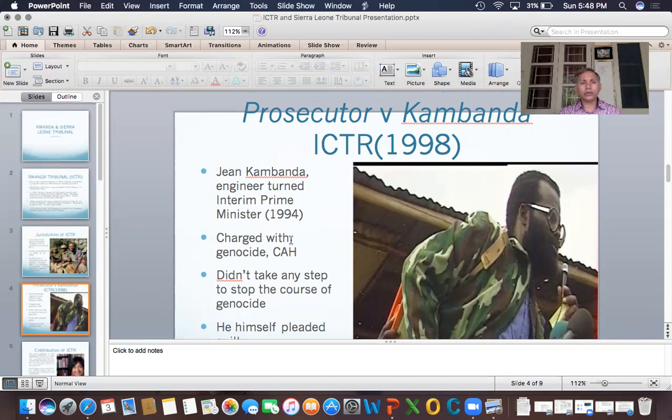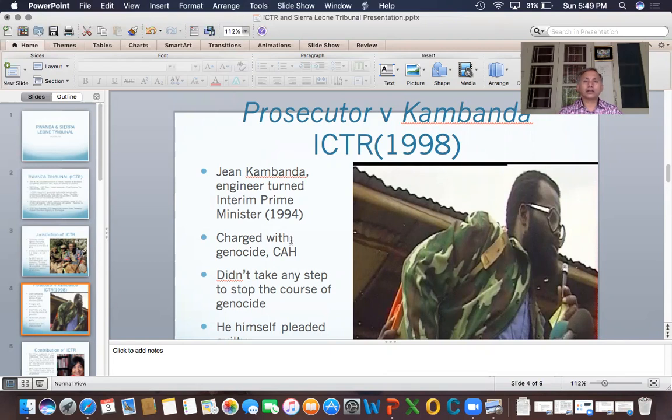And out of, I told you, 75 cases that it heard, I have selected some of the cases, and because I don't have too much time to discuss the Rwandan tribunal, I will just take up one case, which is the case of Kambanda, and other cases I will just refer to in between when I discuss the contribution of ICTR. So the first case that I am going to discuss is the case of Kambanda. And why am I going to discuss this case? Because Kambanda was a very, very powerful person of Rwanda. Not only did he belong to the majority tribe, Hutu, but he was also the interim prime minister.